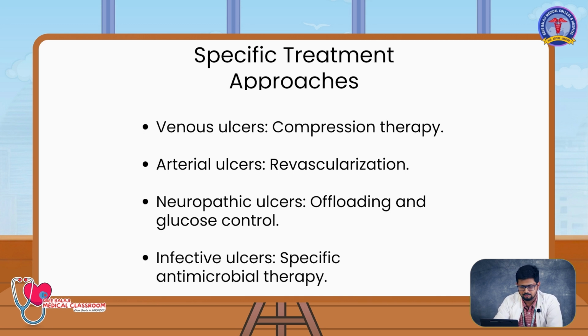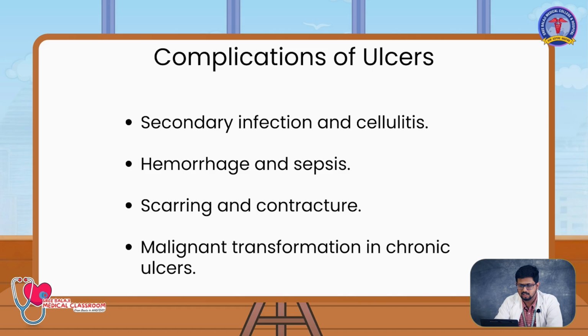So far we have discussed what an ulcer is, its types, and its management. Now we'll be talking about the complications of ulcer, which is also very important. If not treated in time, what are the possibilities? It can lead to secondary infections and cellulitis. The patient may have hemorrhage, and sepsis can also result. Scarring and contraction of the tissue will be there, and sometimes malignant transformation in a chronic ulcer is a possibility.